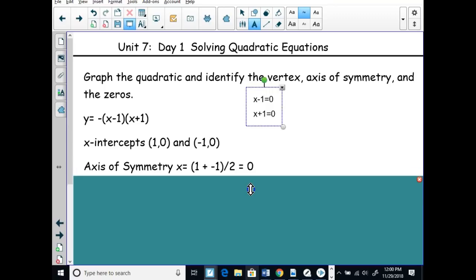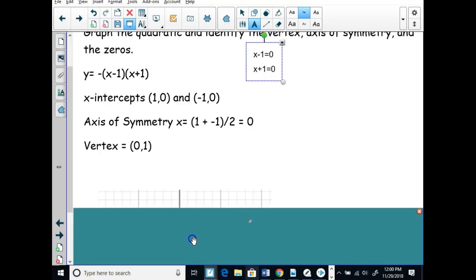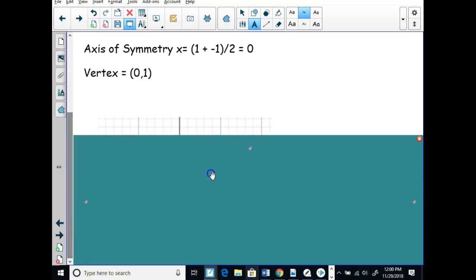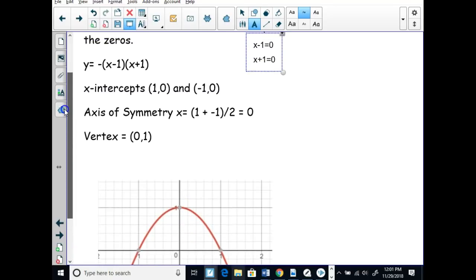Those are my x-intercepts. Next, I have my axis of symmetry. I take my x-intercepts, I add them together, I divide by 2. That's going to equal 0. I have my vertex at 0, 1, and now I need to graph. My x-intercepts are at 1 and negative 1. My axis of symmetry is at 0. My vertex is at 0, comma 1. Pause where you need to make sure that you understand each step.